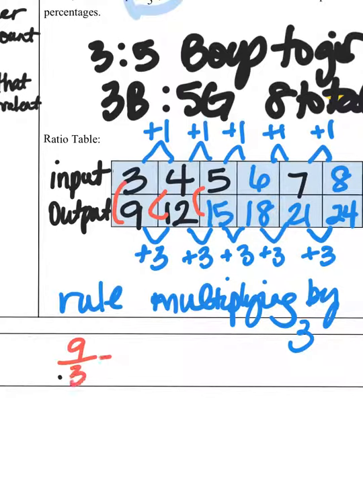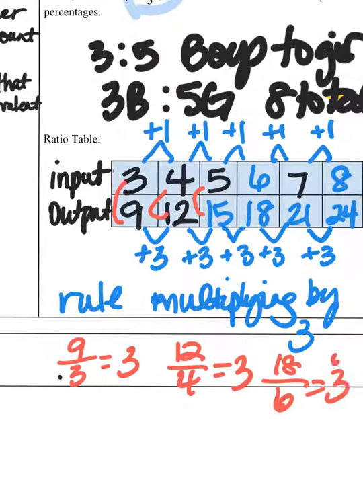So 9 divided by 3 equals 3. 12 divided by 4 equals 3. 18 divided by 6 equals 3. So as long as I'm getting the same ratio every time, I have a correct ratio table. Okay, that's notes. Super quick, super easy.